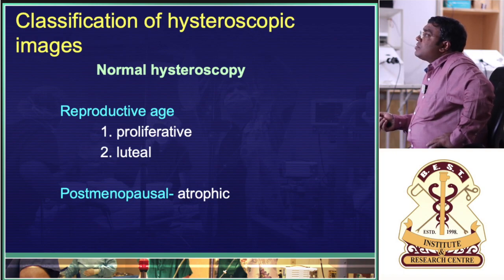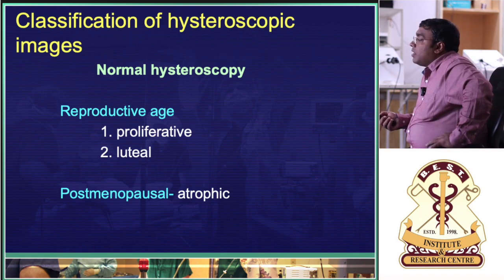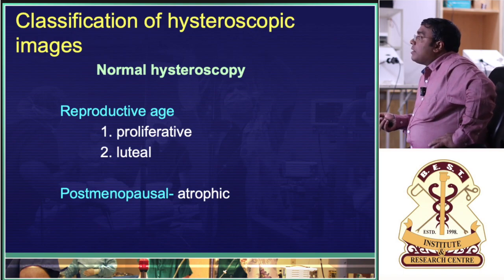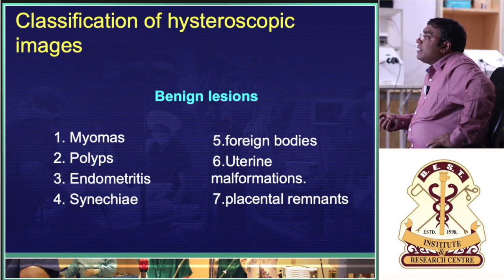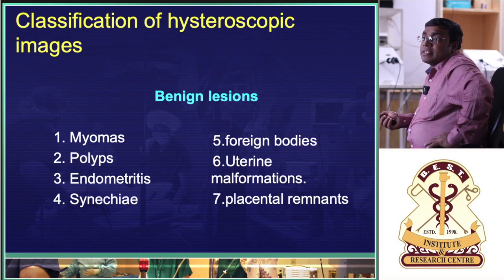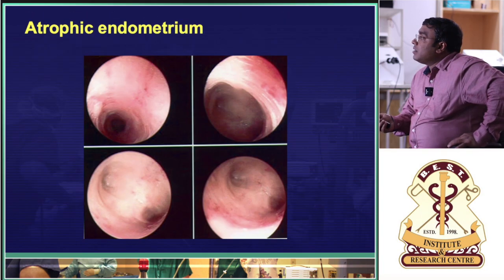So what are the hysteroscopic findings in the reproductive age group? It can be a proliferative endometrium, it can be a secretory endometrium, it can be an atrophic endometrium. Okay, and then benign conditions you all know: polyps, myomas, endometritis, synechiae, placental remnants can be seen, uterine malformation, foreign bodies like copper T.